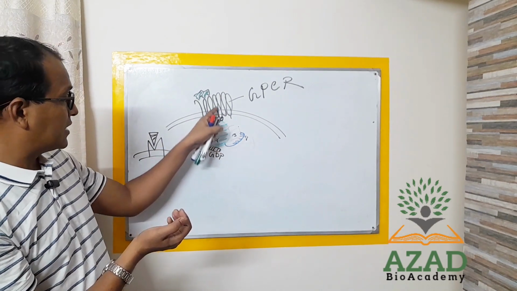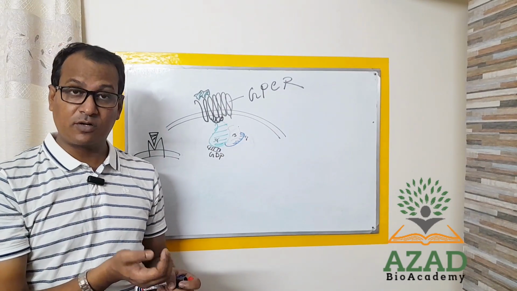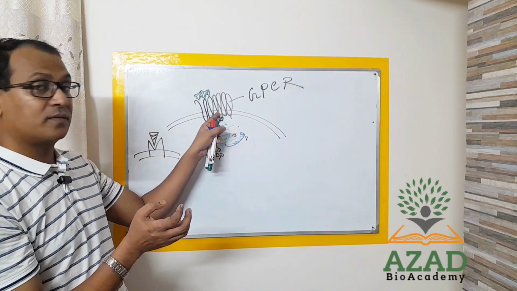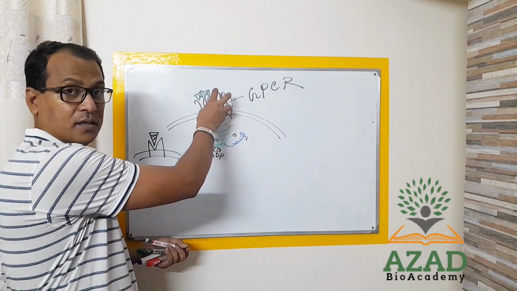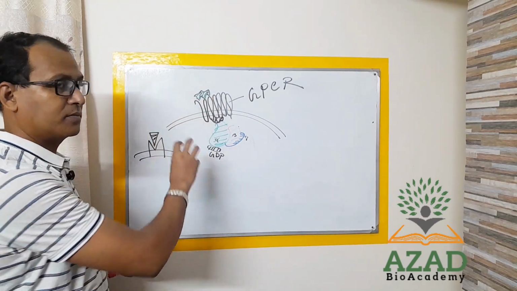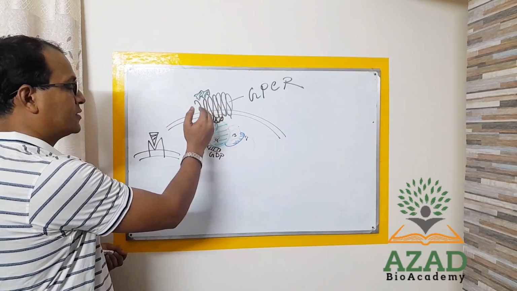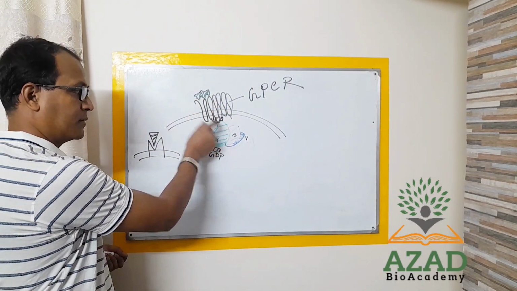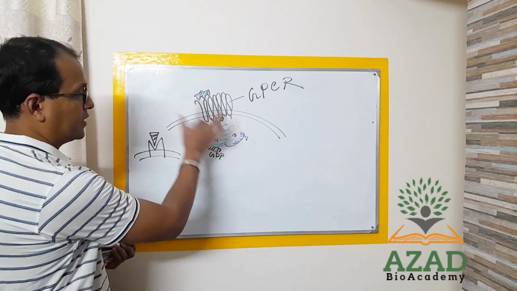So the signal will come into the protein, and the protein will be activated because that protein is directly connected or attached with the receptor. That receptor is the G protein coupled receptor. So when the ligand binds with the receptor, a conformational change will occur, and that will transmit the signal to the protein, and that protein will be activated. What protein? That is the G protein.